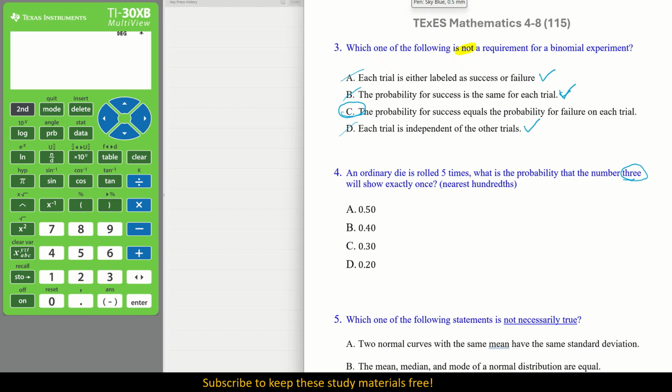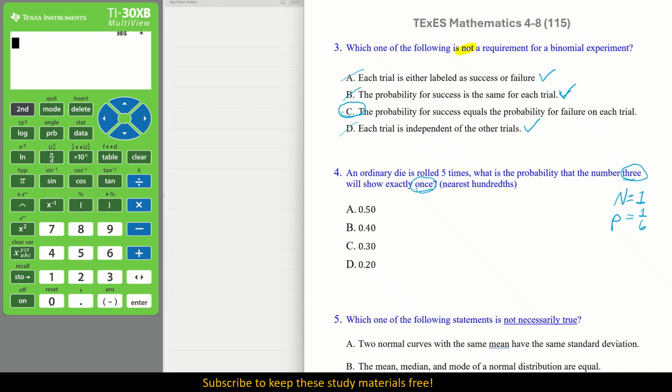All right, so we need to know a few facts here. We need to know N, the number of times we want to see it. It says once. We're not asking to see it 5 times or 6 times or whatever. So N is 1. Probability: we're talking about an ordinary die and the number 3, so that's going to be 1 out of 6.